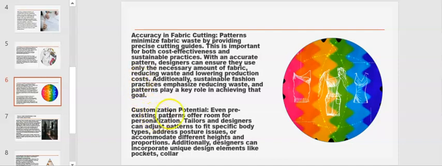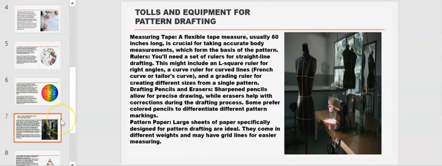Another one is customization potential. Even pre-existing patterns offer room for personalization. Tailors and designers can adjust patterns to fit specific body types, address posture issues, or accommodate different heights and proportions. Additionally, designers can incorporate unique design elements like pockets and collars. So there's even potential for customization. Not only that, when you have a pattern, you can create a number of garments and designs.